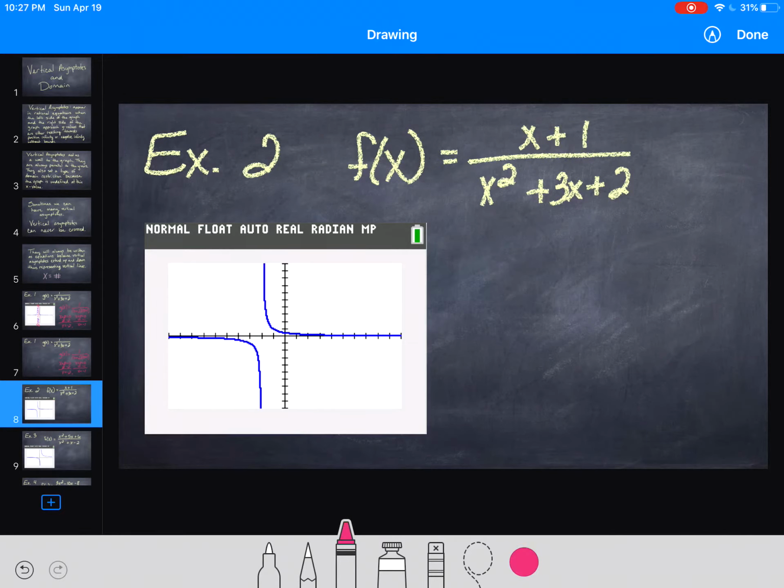Let's take a look at example 2. If I wanted to find out where my vertical asymptote was occurring, I would factor my numerators and factor my denominators. I would end up with f of x is equal to x plus 1 all over x plus 1, x plus 2.